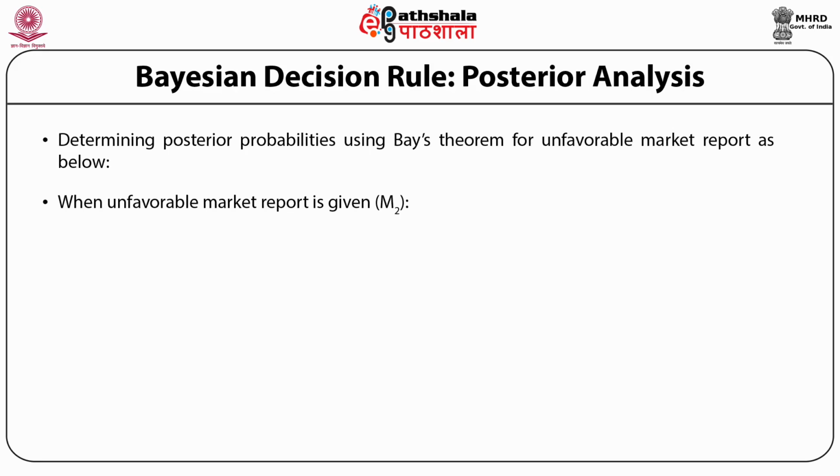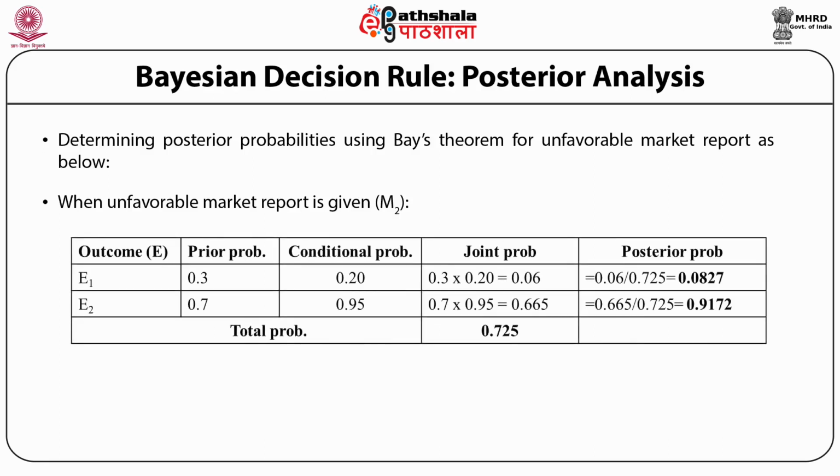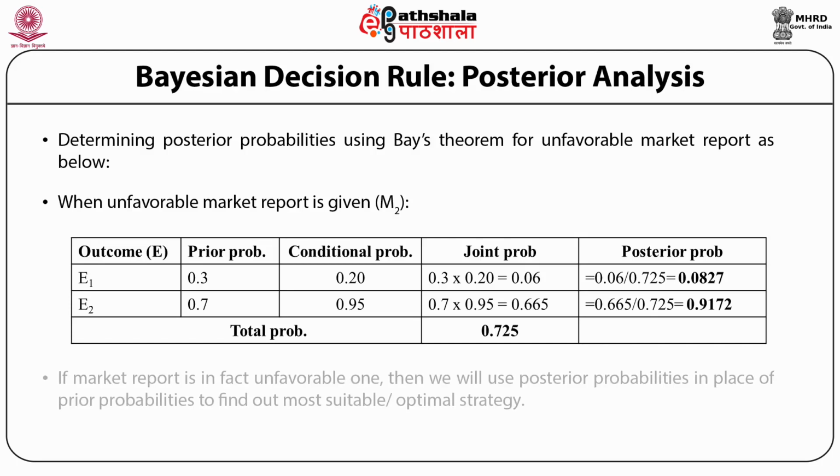Now I can also get an unfavorable market report that is represented by the M2. So in that case, I can calculate the posterior probability like the previous one. For outcome E1, it comes to be 0.0827. For outcome E2, it comes to be 0.9172, and the total probability is 0.727. It means that if market report is in fact unfavorable one, then we will use the posterior probabilities in place of prior probabilities to find out most suitable strategy.